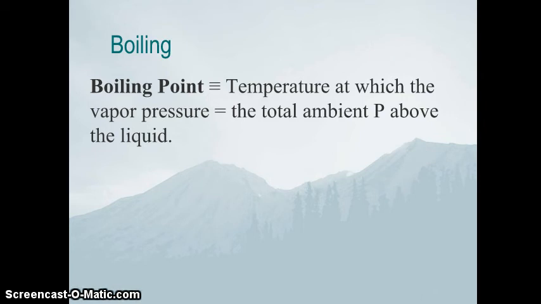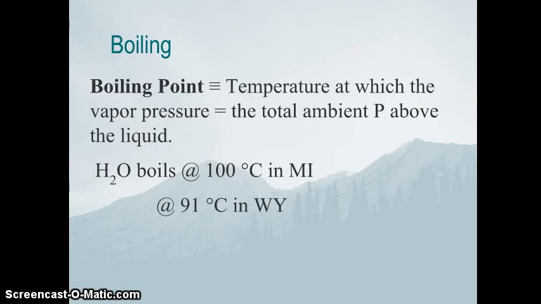So you can think of boiling simply as evaporation on steroids. Technically, it's the temperature at which the vapor pressure is equal to the total ambient pressure above the liquid. A practical example is that water boils at about 100 degrees Celsius in Michigan because our atmospheric pressure is relatively close to 1 atmosphere. But it boils at about 91 degrees in the state of Wyoming because they're at 6,000 feet.